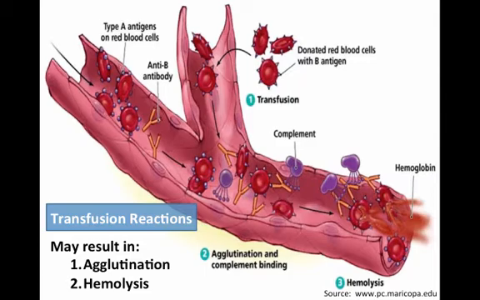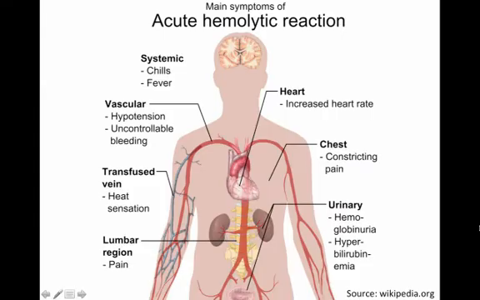Keep in mind that there are more antigens than just the ABO groups and the Rh types that can cause the kinds of things we're going to talk about. Hemolysis is the most dangerous result that can happen as a transfusion reaction occurs. As you can see in this picture, there are a lot of different symptoms associated with hemolysis, including chills and fever, blood pressure drop and potential uncontrollable bleeding, a sensation of heat at the area of transfusion and pain in the back, increased heart rate, chest pain, and hemoglobinuria and hyperbilirubinemia.